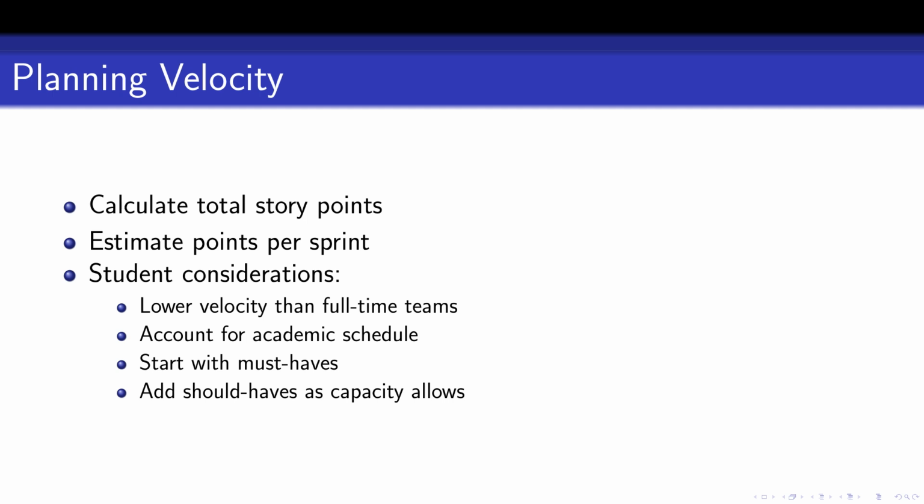Planning velocity involves calculating total story points and estimating points per sprint. For student teams, velocity may be lower due to part-time availability and academic schedules. Start by focusing on must-have features. As the team progresses, they can add should-have features based on their remaining capacity.